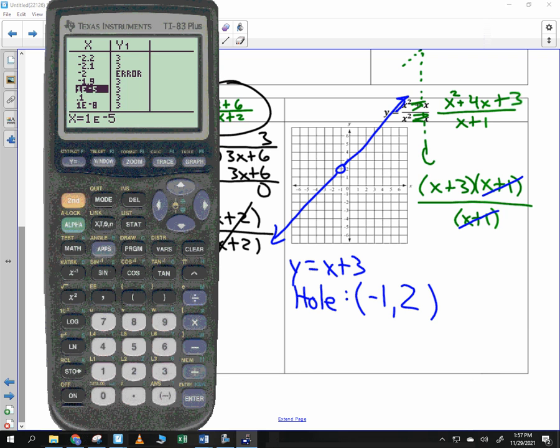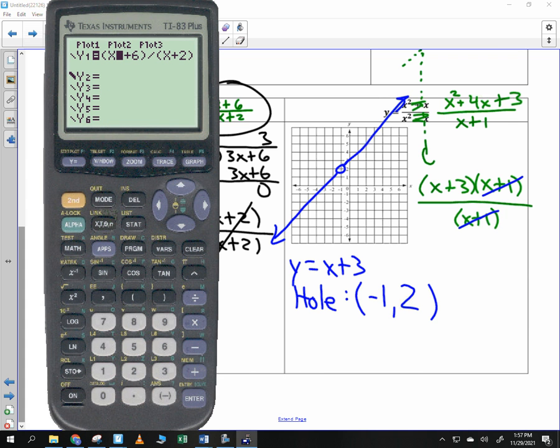Because I think that this is like the coolest thing in the world. We're going to do this one last time. X squared plus 4x plus 3 divided by x plus 1. Oh, and there it is. Yep. Kind of crazy.